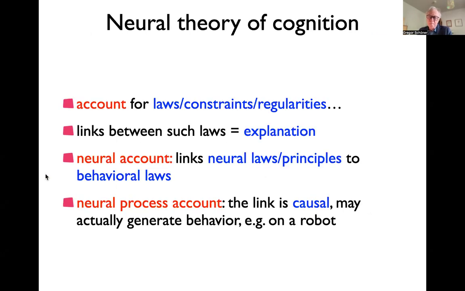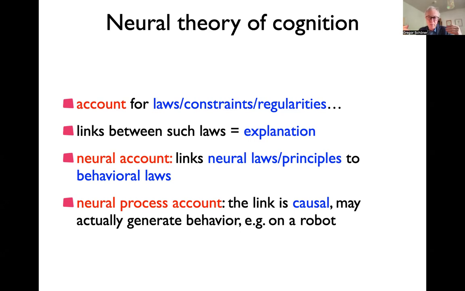So instead, what a neural theory of cognition is more a physics-like account, where we have certain laws or constraints or irregularities, different terms for the same thing. So reproducible aspects of behavior, from the old psychophysical laws to the more complex modern insights into cognitive processes, where we would account for these laws by theory. And when multiple of these laws are linked, then that's actually what we usually call explanation.